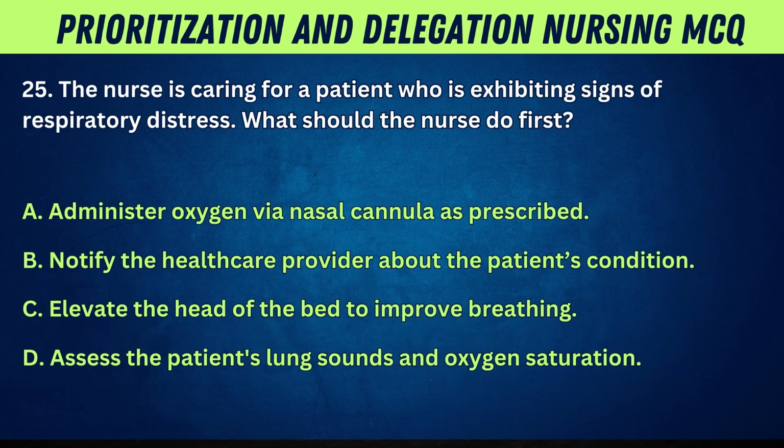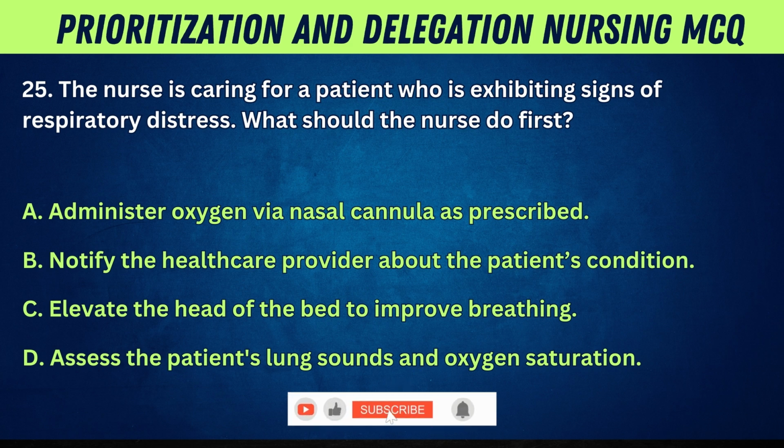critically high. 25. The nurse is caring for a patient who is exhibiting signs of respiratory distress. What should the nurse do first? A. Administer oxygen via nasal cannula, as prescribed. B. Notify the healthcare provider about the patient's condition. C. Elevate the head of the bed to improve breathing. D. Assess the patient's lung sounds and oxygen saturation.